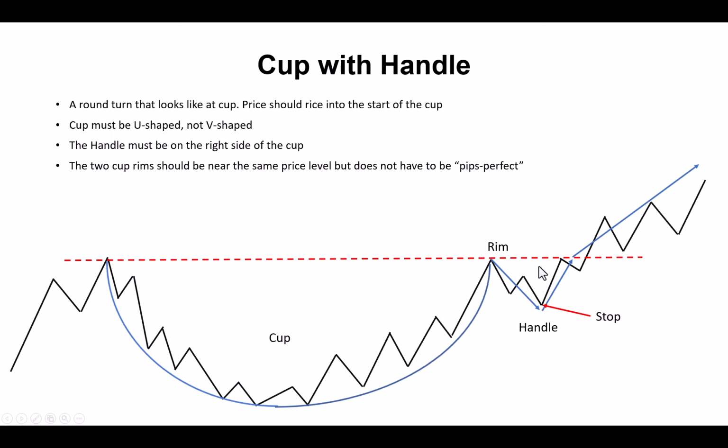So what do we do? Well, when it breaks out, and it breaks out when it takes out and closes above the right rim, not the left one, the right rim, after a correction.